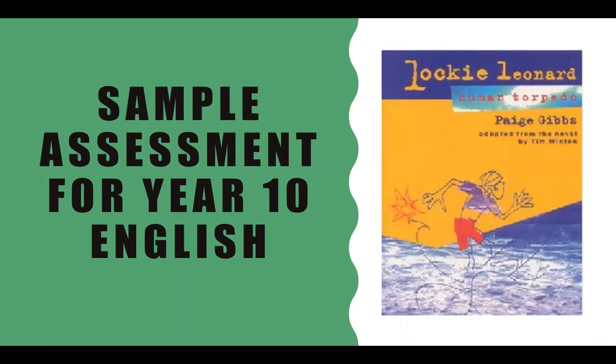A sample assessment we have chosen is a persuasive speech in Year 10 English. We chose this as it is recommended by the FASD Hub Australia that a visual and auditory assessment is more likely to help someone affected by FAS.